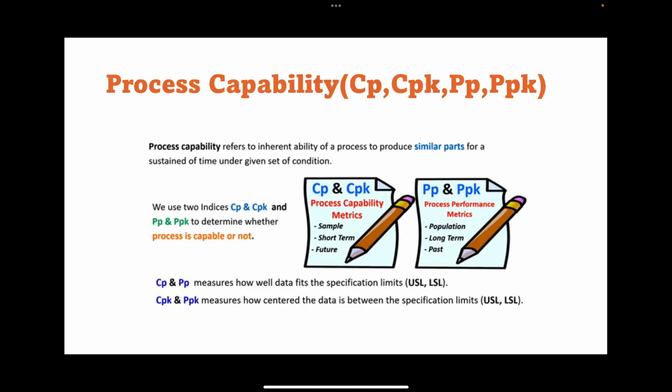So let us see once more what process capability is. Process capability refers to the inherent ability of the process to produce similar parts for a sustained time under a given set of conditions. So this is the definition of process capability. We can use CP and CPK as process capability metrics. And PP and PPK are process performance metrics. These are similar to CP and CPK, but these are used in the long term.